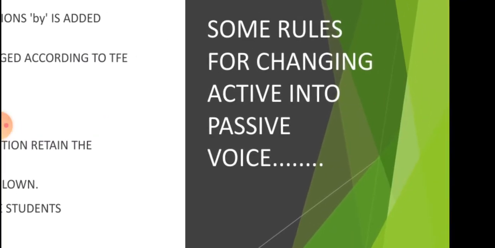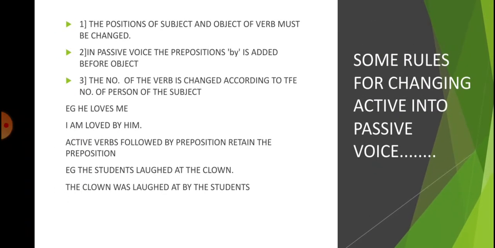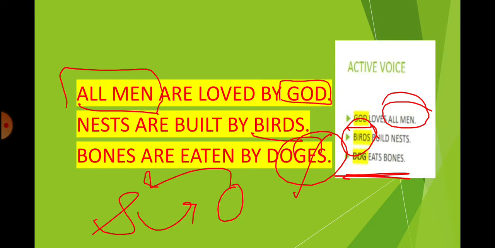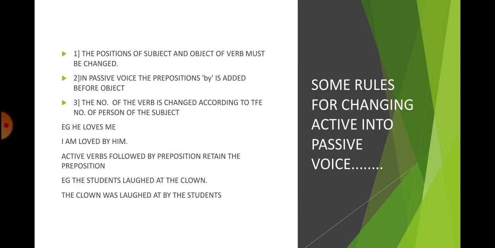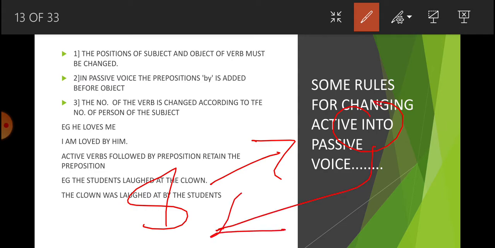Now come the rules for changing active into passive voice, because now even in the examples we learned how the subject becomes the object and how the object becomes the subject. But what are the rules so that we can learn? Some common rules: the position of the subject and object of the verb must be changed. What we mean by this is that the subject will become the object and the object will become the subject in passive voice. So this is the meaning of this first point.